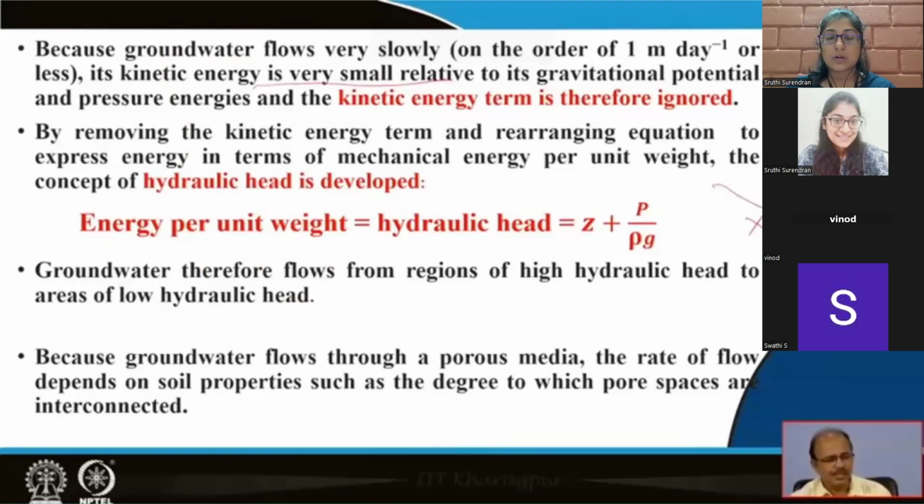But when it comes to groundwater, the velocity with which groundwater is flowing is usually a few meters or a few centimeters in 1 year. So it doesn't make sense to take into consideration the kinetic energy. So when we are calculating the energy of groundwater flow, usually the kinetic head is ignored. And that energy per unit weight in case of groundwater flow, given as a sum of the elevation head and the pressure energy, is called the hydraulic head.